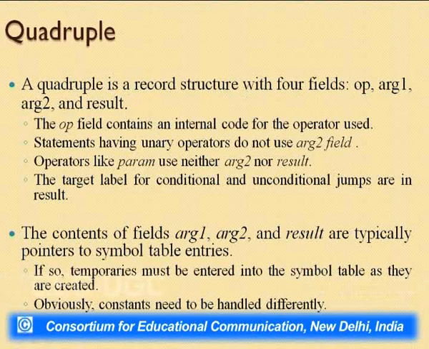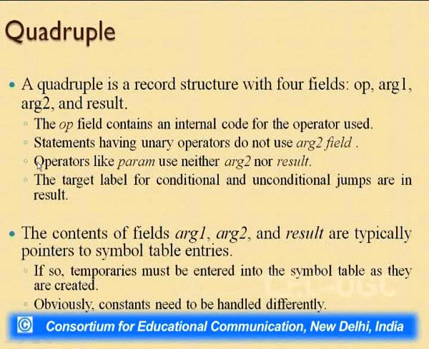Quad means 4. One of the fields is op, another field is argument 1, next field is argument 2, and the final field is result. So op, argument 1, argument 2, and result. The op field contains the operator. The statements having a unary operator do not have argument 2, obviously, because if you have a unary operation, then it does not have 2 operands, it has a single operand. So argument 2 field will be empty for unary operators.